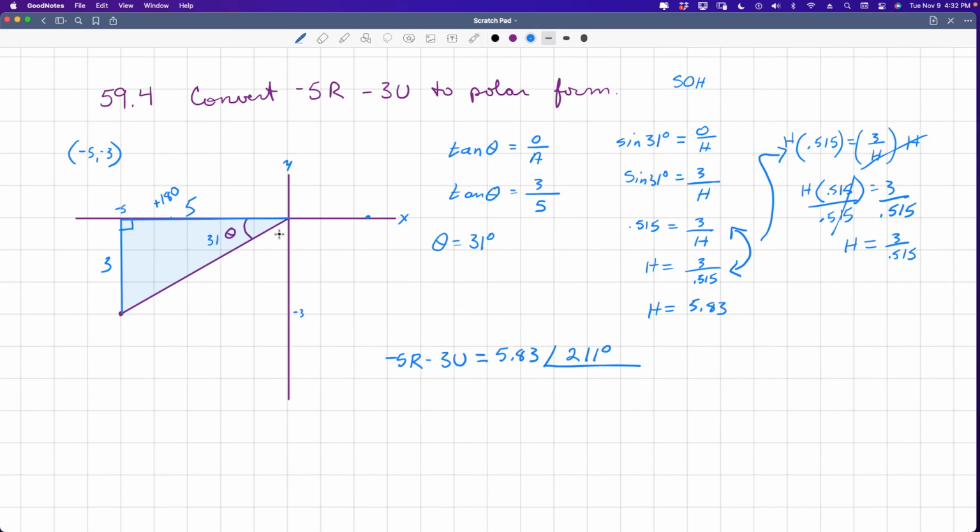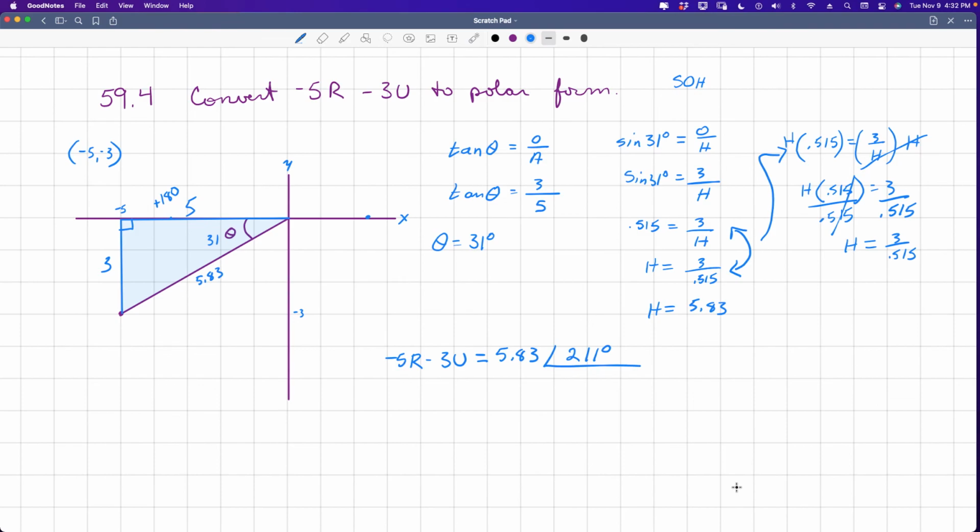And that's how we would write that. So we had to find this length of the hypotenuse, which is 5.83. That's our vector length. And then the direction. And the direction is clockwise. So we start here, we go 180 plus 31. So that's how we do that. All right. Fun stuff, right?